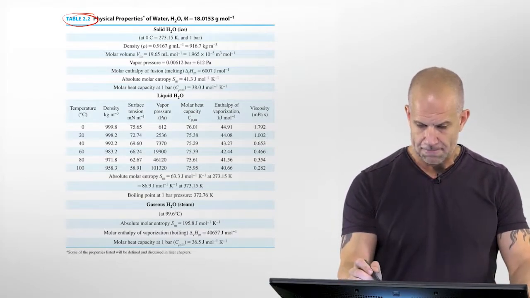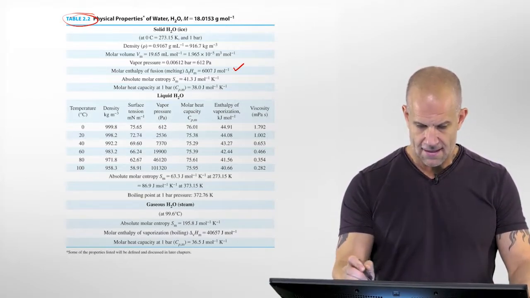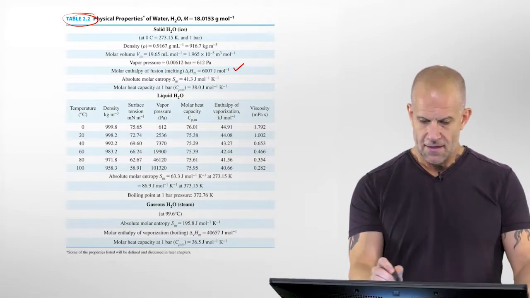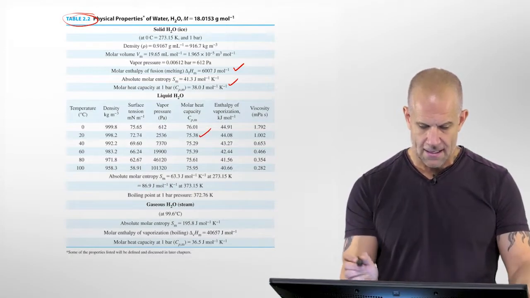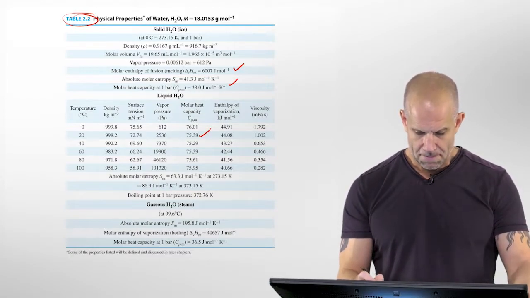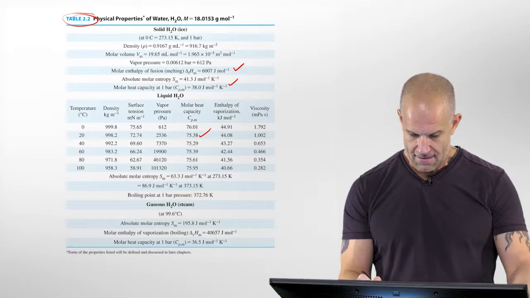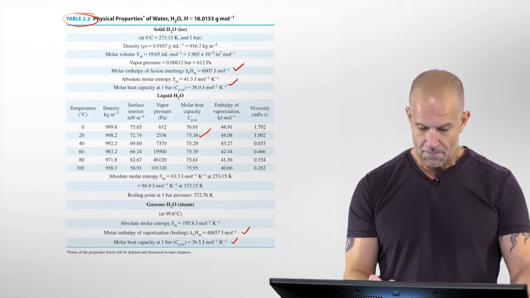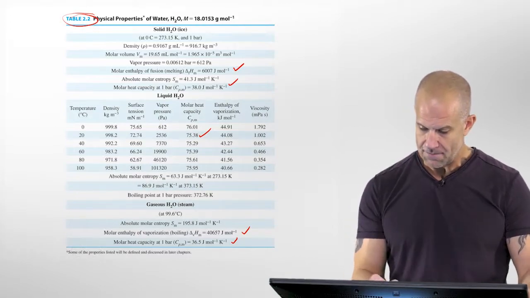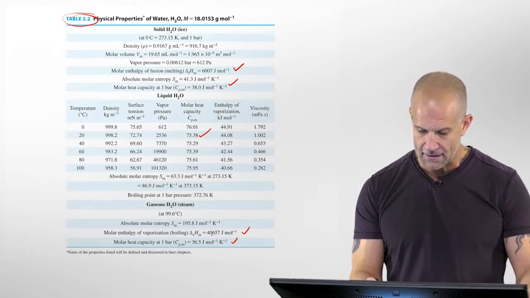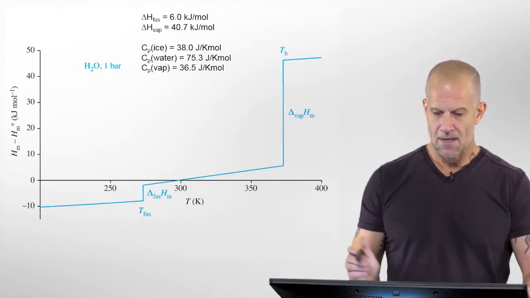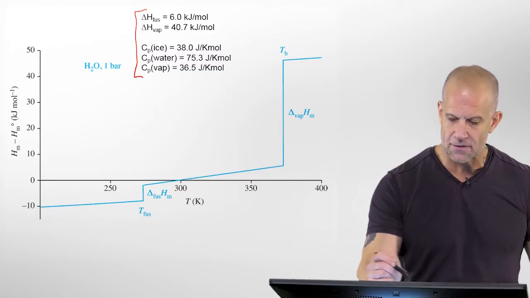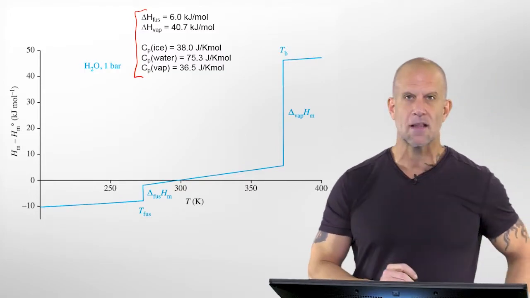I grabbed the molar enthalpy of fusion here. I grabbed the heat capacity of water and the molar heat capacity for the vapor and the vaporization enthalpy. So this is 40 kilojoules, this is 6 kilojoules, etc. So I grabbed those values and put them here just so we can see how those values translate.